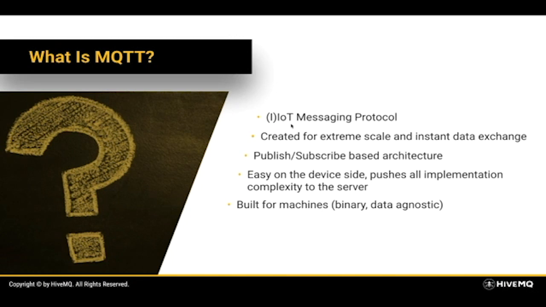MQTT is the most popular messaging protocol in the Internet of Things and is becoming increasingly relevant for Industry 4.0 use cases. Its design allows messaging with near instant data exchange at a massive scale. It follows the publish-subscribe architecture, which I will explain a little bit more in the next slide. One of the key characteristics of MQTT is that its implementation on the client side is lightweight, and all complexity is pushed to the MQTT broker implementation. With binary, data-agnostic payloads, it is well suited for machine-to-machine communication.